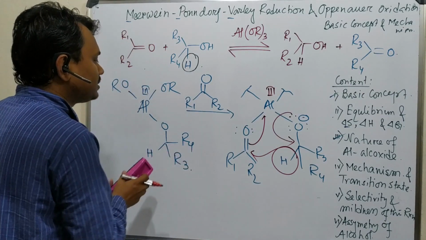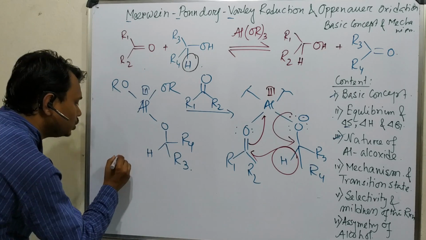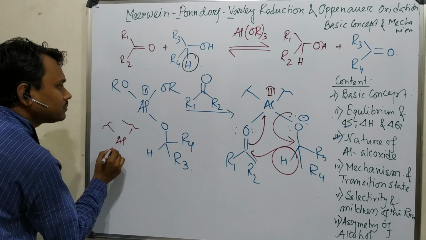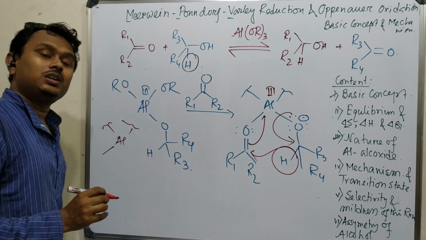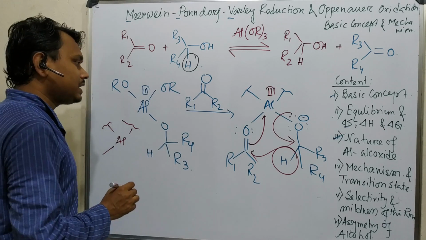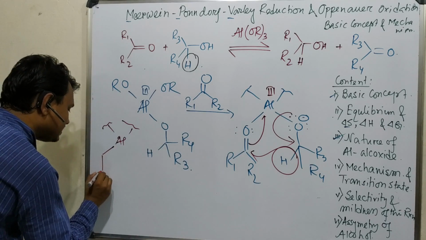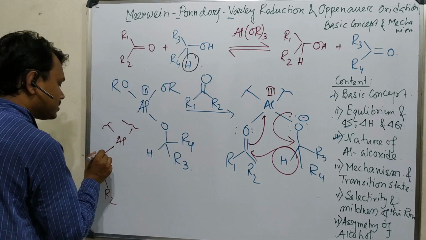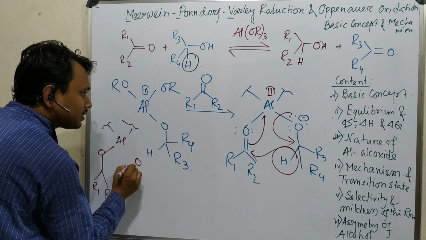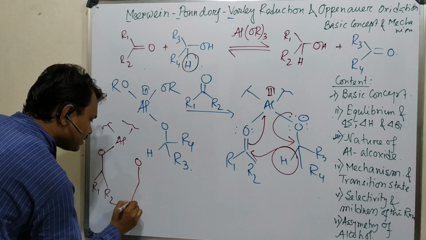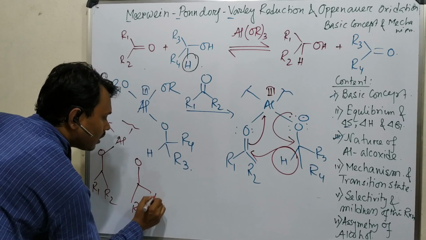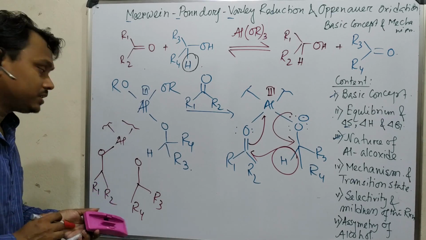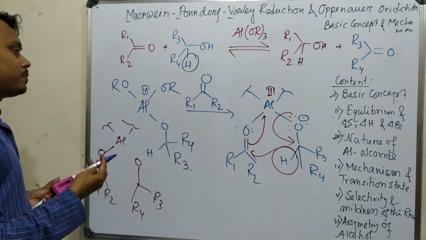So if we draw the transition state, what should be the actual look of the transition state? This is aluminium. We will focus only on those bonds which are getting broken. So this is R1, R2. Fine. This is oxygen. Here is another oxygen, this is R4, R3. And now focus on which bonds are getting broken or formed during the process.